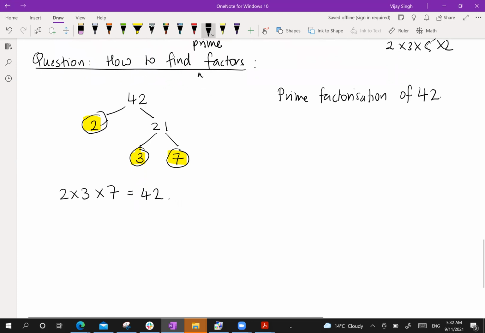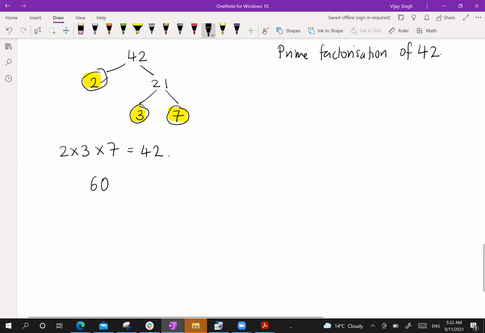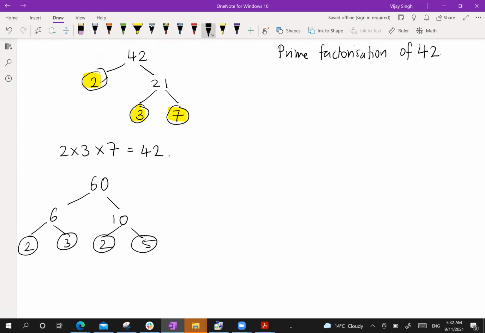Okay, let's take another example. Let's take, say, 60. So you know some factors of 60 right away, right? You can say, well, 60 is the same as 6 times 10. Now 6, is it a prime? No, it can be broken further to 2 times 3. Now these are the primes, right? So I'll write 2 times 3. Then what is 10? 10 is the same as 2 times 5. And since these are primes, I'm going to circle them. So what do I get? My 60 is the same as 2 times 3 times 2 times 5. And this can also be written as 2 times 2 times 3 times 5.